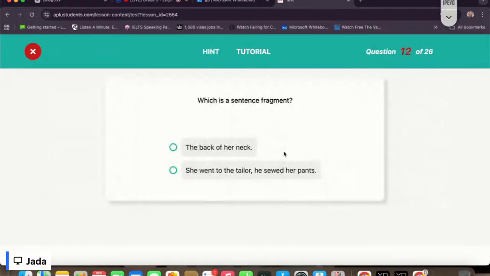All right, that's it for our lesson today on sentence fragments and run-ons. Can you tell me if you have any questions?